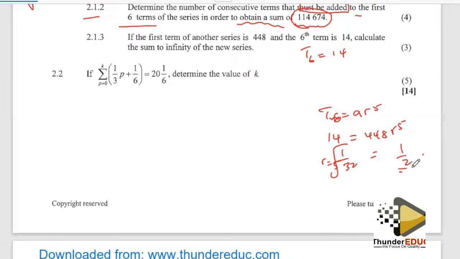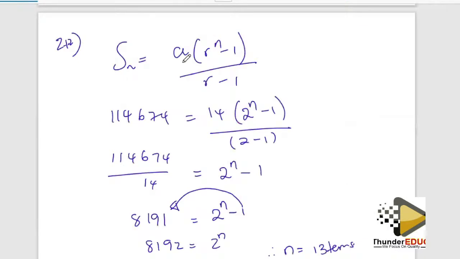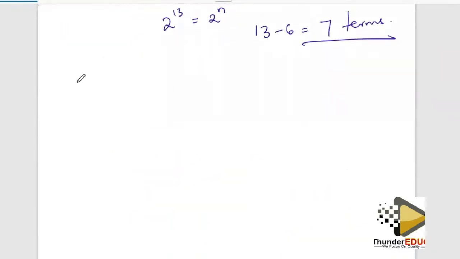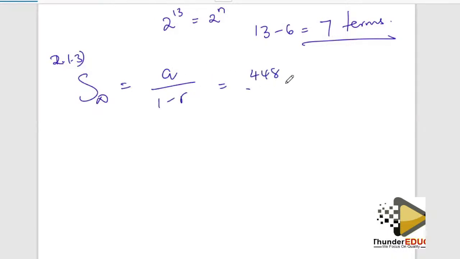Okay, so this I need to know. Then I know that the sum to infinity for 2.1.3 is given as A over 1 minus r. So our first term, we said it's 448, over 1 minus the common ratio, which is a half. Punch that into the calculator. I'm getting 896.